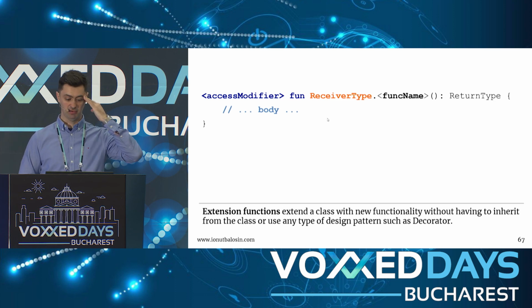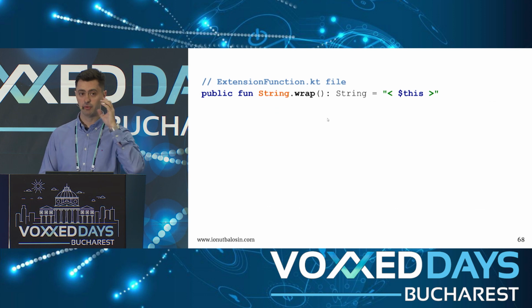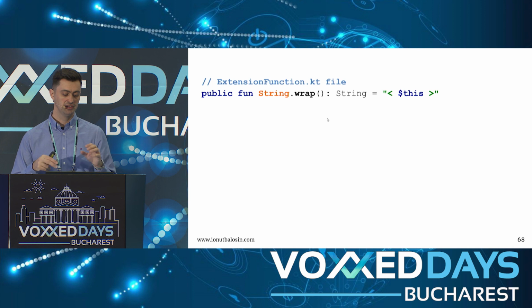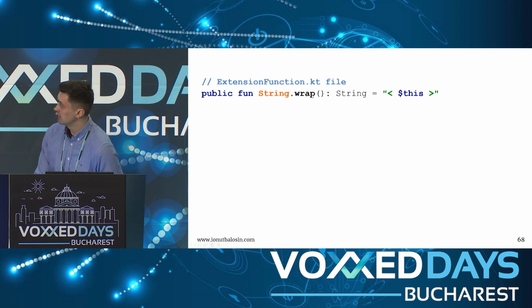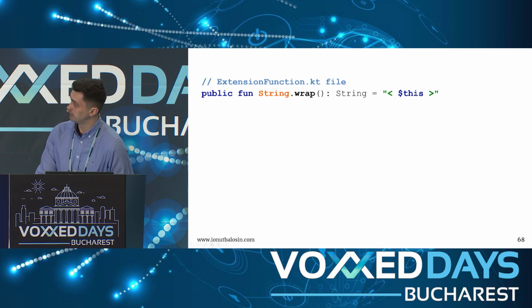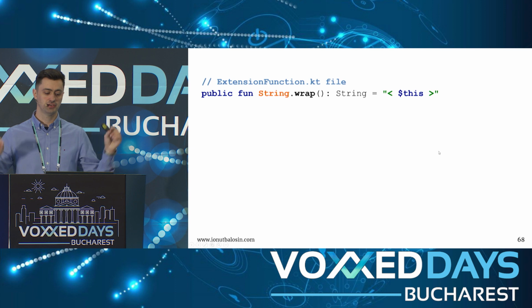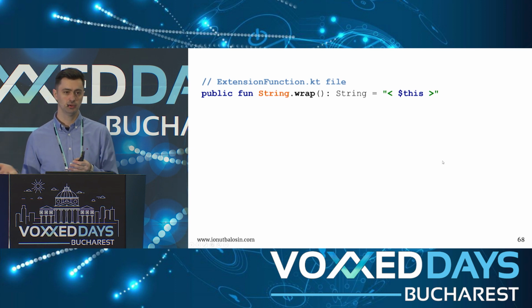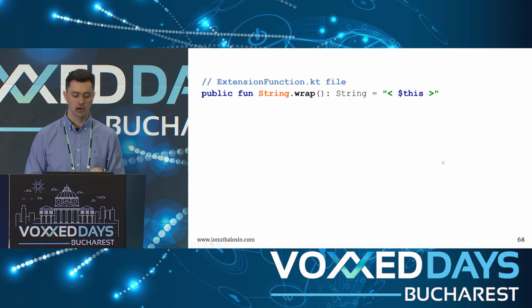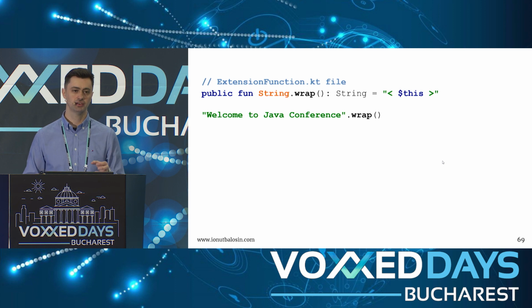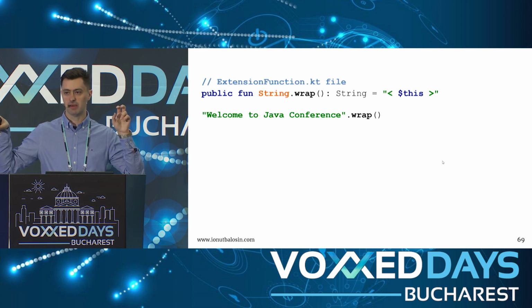Let's take an example. For example, I want to create an extension of the string class, and that extension is named wrap, which wraps the argument received into these angle brackets. This is what I'm doing. So actually it's an extension. How is it called? Like this. So you have a normal string dot wrap.